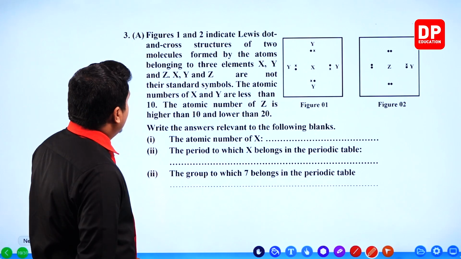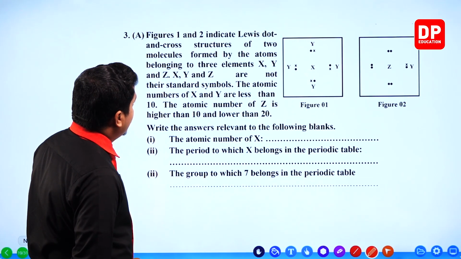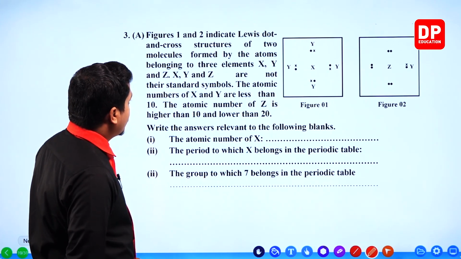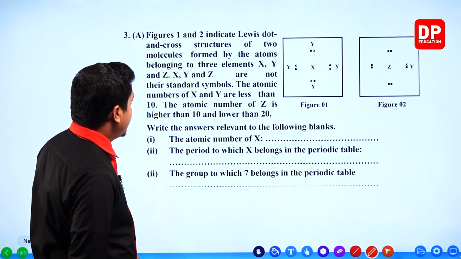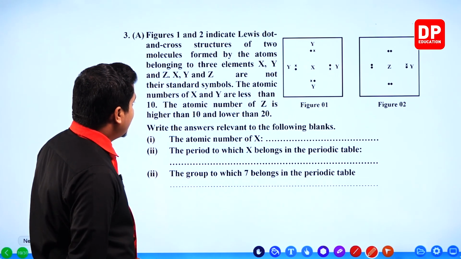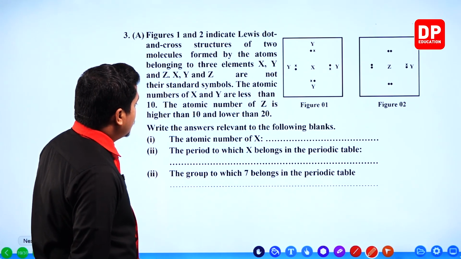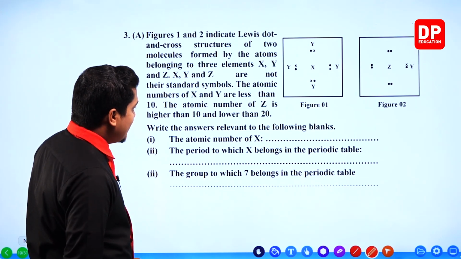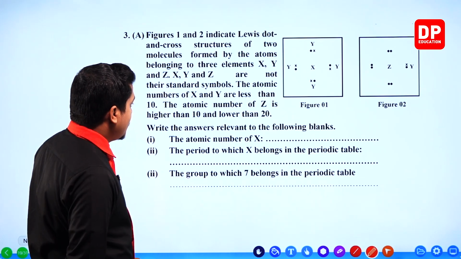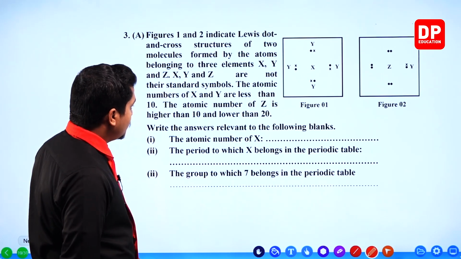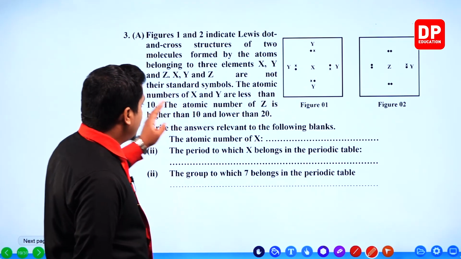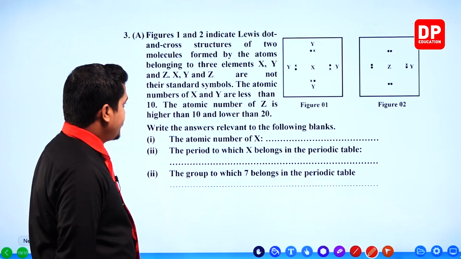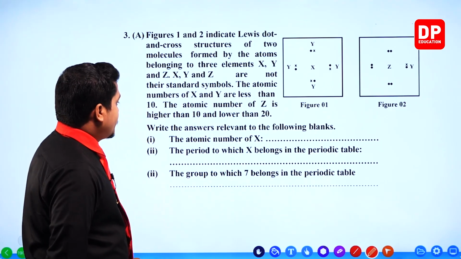Figures 1 and 2 indicate Lewis dot and cross structures of two molecules formed by the atoms belonging to the three elements X, Y and Z. X, Y and Z are not their standard symbols. The atomic numbers of X and Y are less than 10. The atomic number of Z is higher than 10 and lower than 20. So X and Y are less than 10, my dear children, but Z is between 10 and 20. Okay, so let's see the questions.